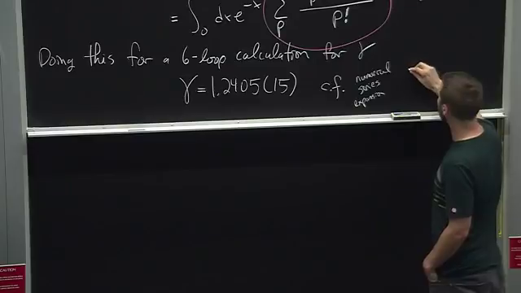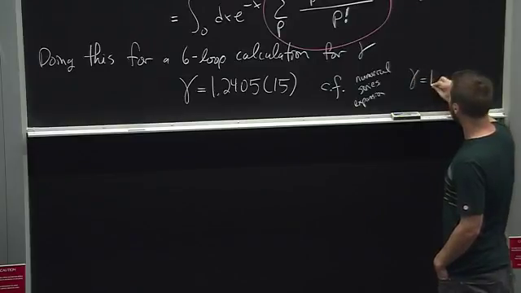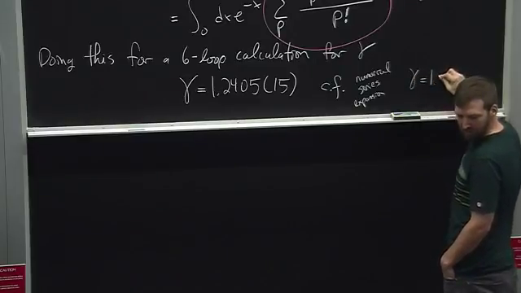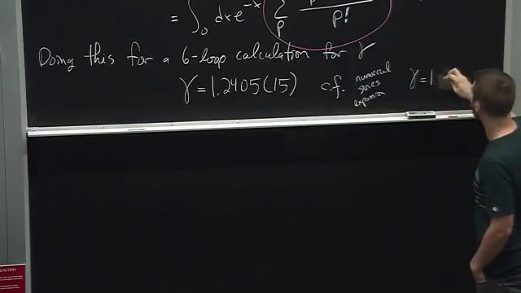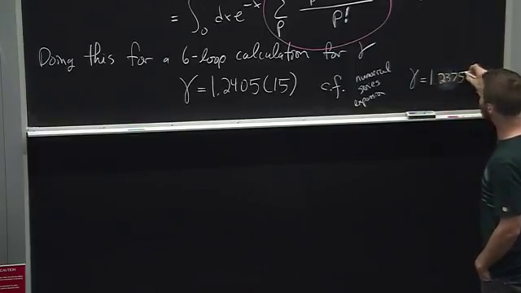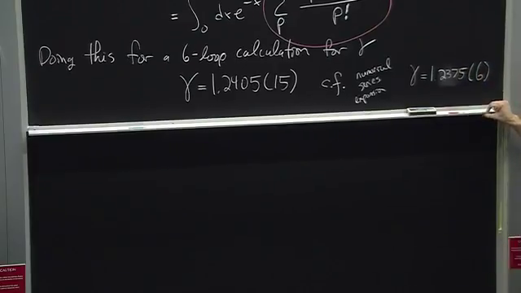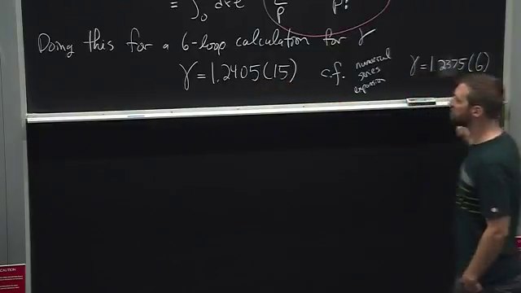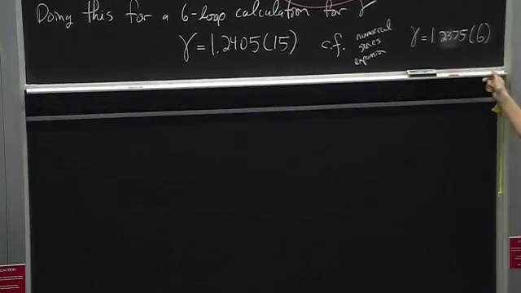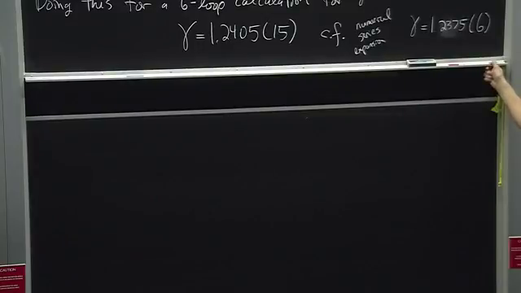So these things are pretty accurate. 1.23, oops. 2375, error bar 6. That's the error in the last digit. That's the error in the last 2 digits. Are they consistent with the error bars? Almost.